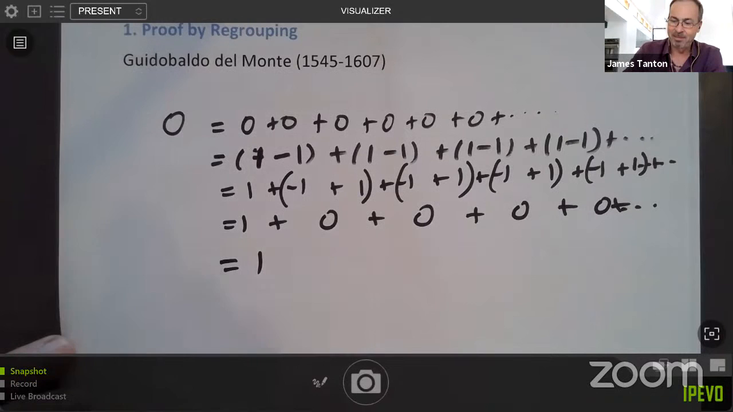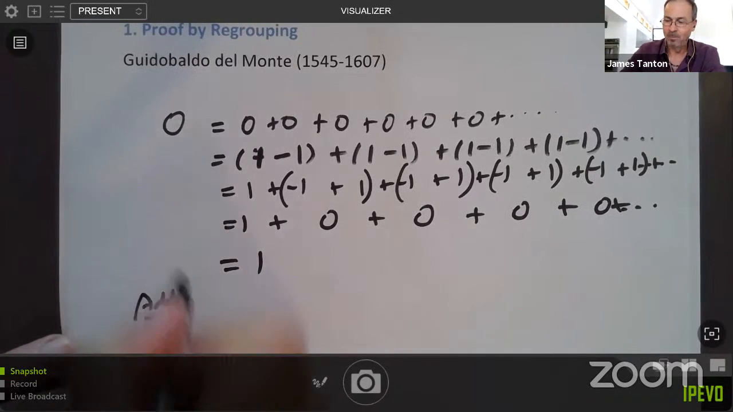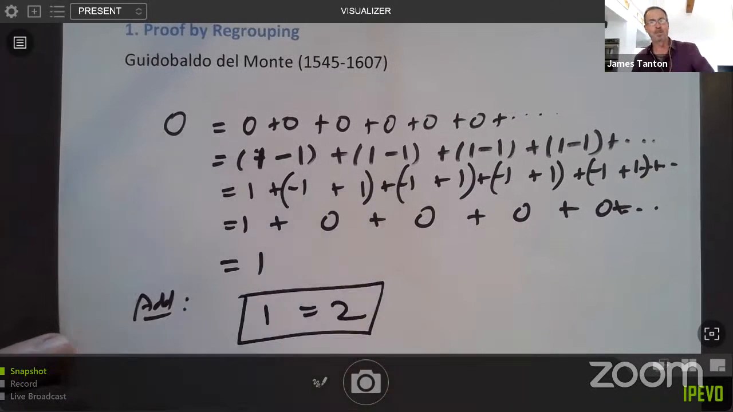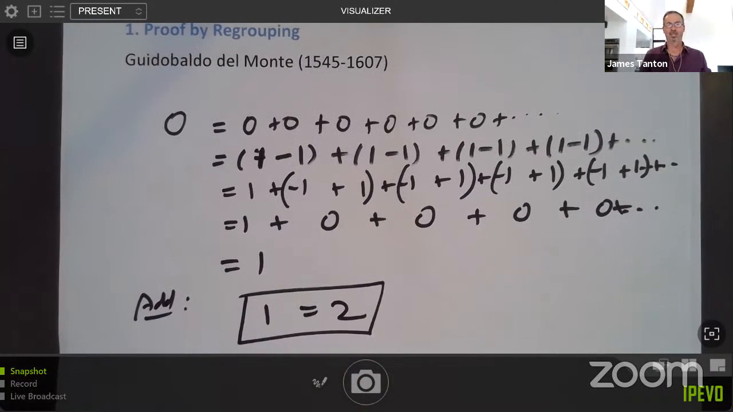Now, what I'm going to do is add 1 to both sides. 1 plus 0 is 1 equals 1 plus 1 is 2. So I conclude from Guidobaldo del Monte's proof that 1 equals 2. Done. I'm finished for tonight. That's it. Thanks for coming. Lovely to see you.